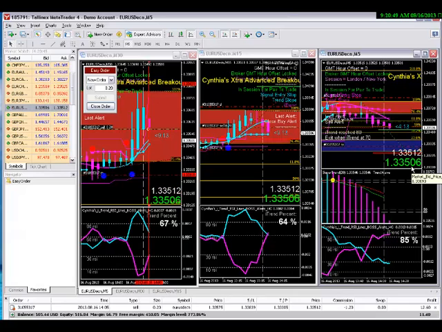So we just needed to go down one more pip. There we go. 49.6. We need it to go to 49.5 for it to close half this lot size. And then we have a risk-free trade for the rest of it, and we've booked some profit. So we just need a little bit more of a push down.